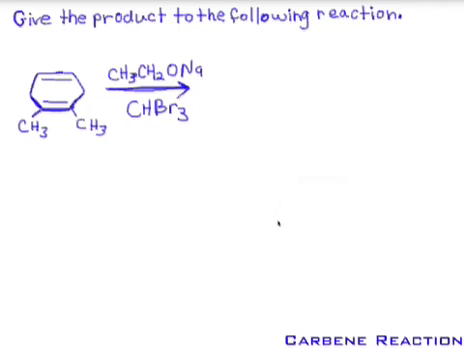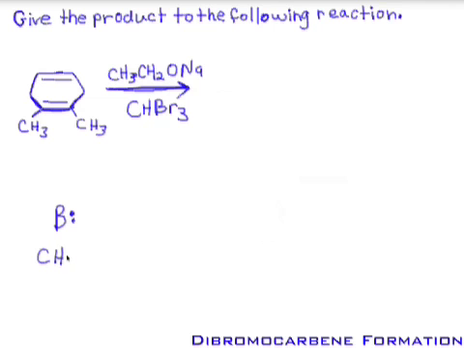In this solution to a homework problem, you were asked to give the product for the following reaction. The reagents you see over the arrow, sodium ethoxide and bromoform, are known to react to produce carbene. The base, in this case, the ethoxide anion, can grab a proton off the CHBr3.